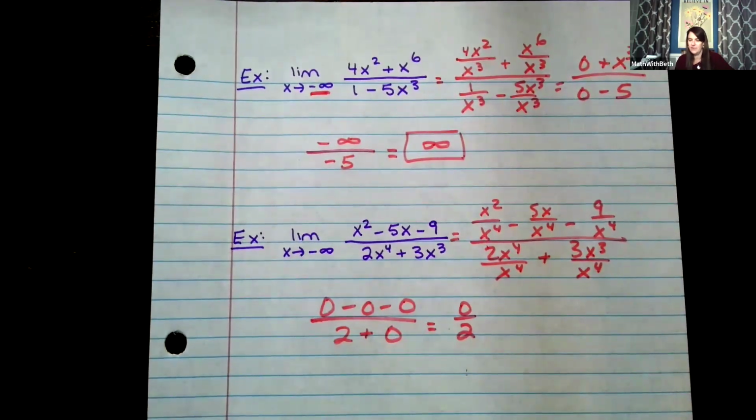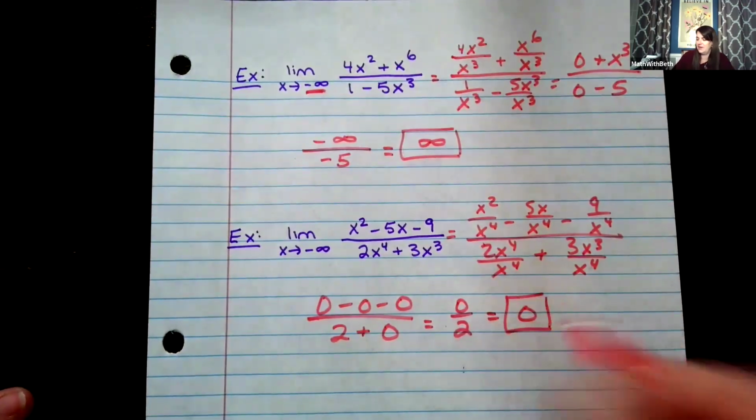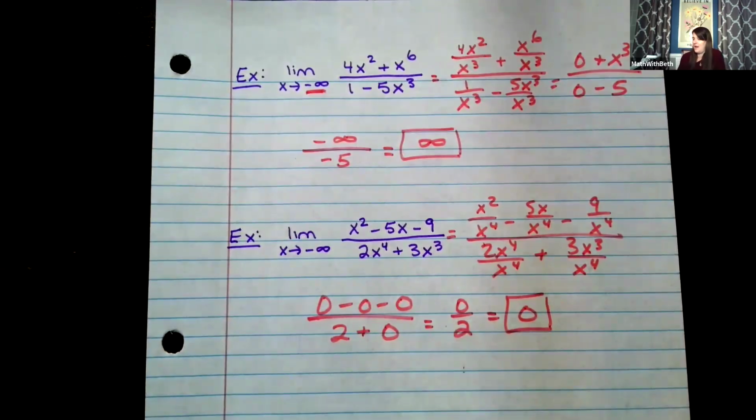Zeros on top are fine. So 0 divided by 2 just means the answer is 0, which just means that happens to be what we're approaching. Most likely because there's an asymptote at y equals 0. So that is how you do the limits at infinity or negative infinity. If you have any questions on that, please definitely let me know.